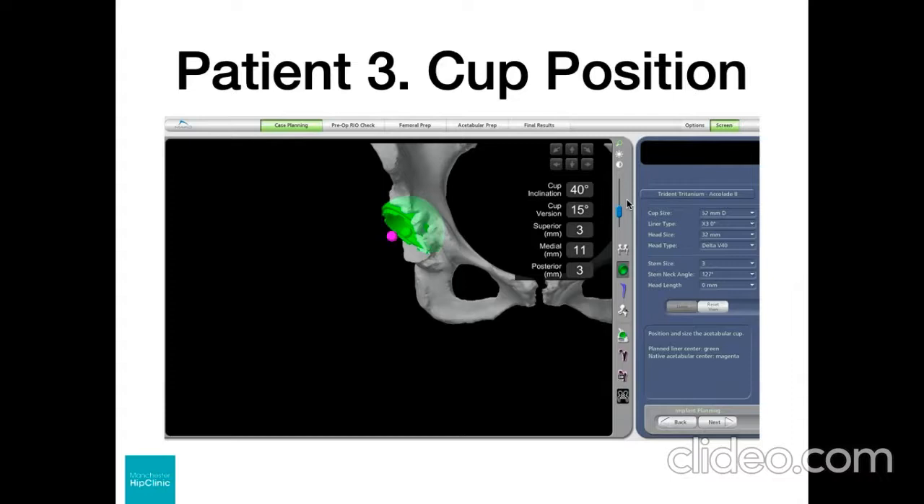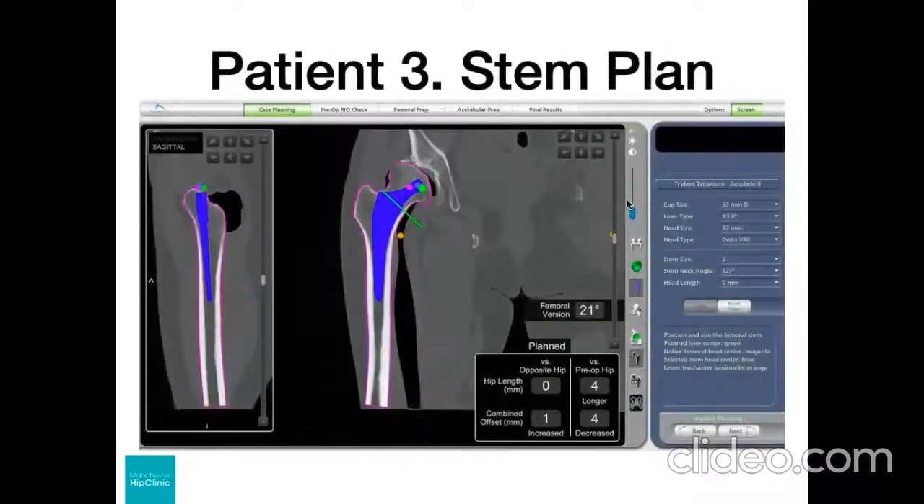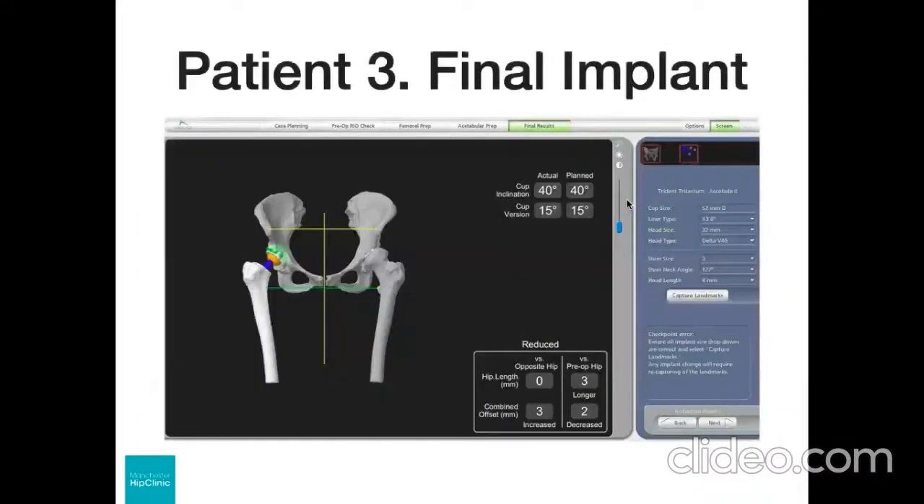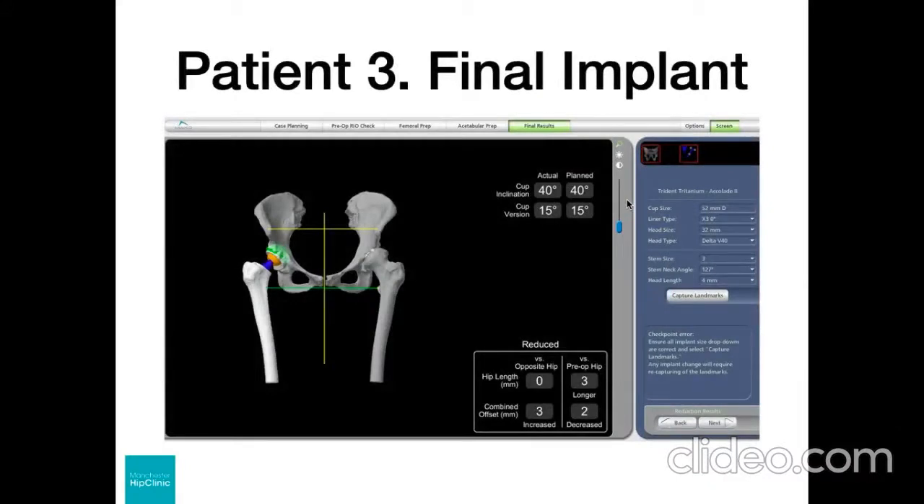And Mako allowed us to put the cup exactly where we had planned, and she did really well. That was her stem plan, and then that was the final implant. So we got perfect balance between the two sides and perfect implant position. And she was home after 4 days after having both of them done.